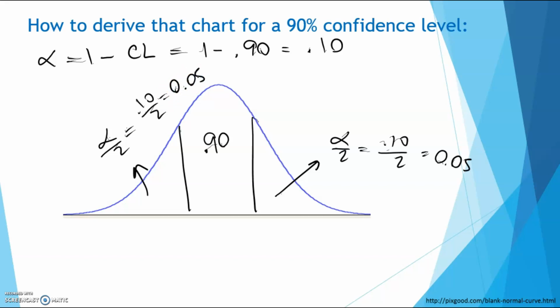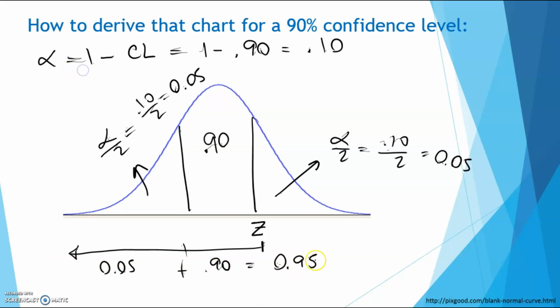Okay, we are looking for a positive z-score. So we're looking for this z-score right here. Now remember, your z-score is always the area from that z-score to the left. So I need to pick up that 0.90 plus a 0.05. If I add those two, I get 0.95, which is the area to the left of my z-score.